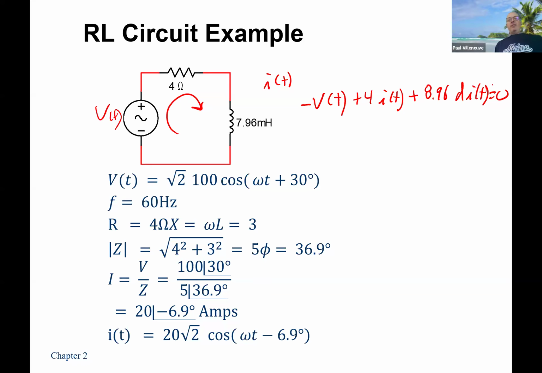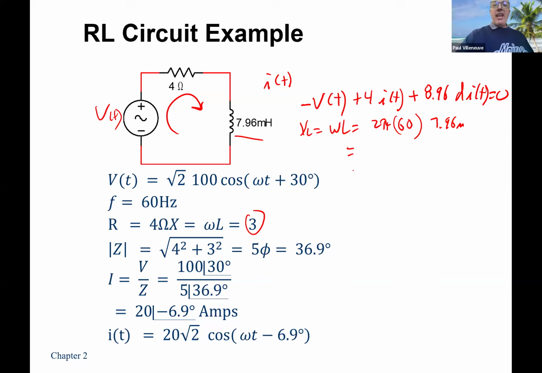We've got to know the frequency, which is 60 hertz, because that impacts the di/dt. We're going to convert our inductor into a reactance, an XL. So XL is equal to omega L, which is 2 pi times 60 times 7.96 milli. When I do that, I end up with 3 ohms. And it's j3, not negative j, positive j, as we saw on the previous slide. So now we've got our jXL over here.